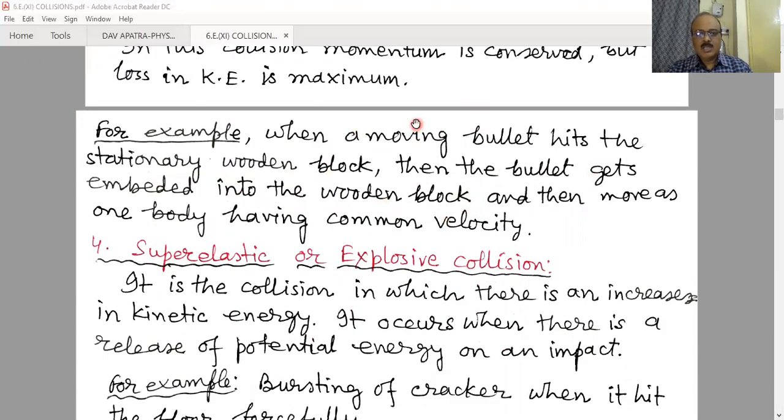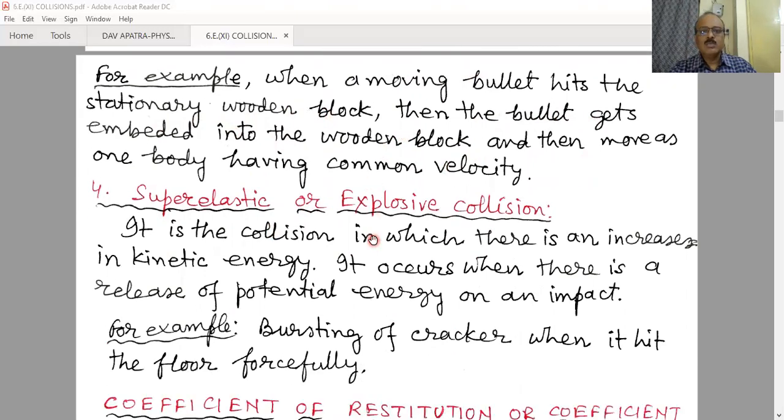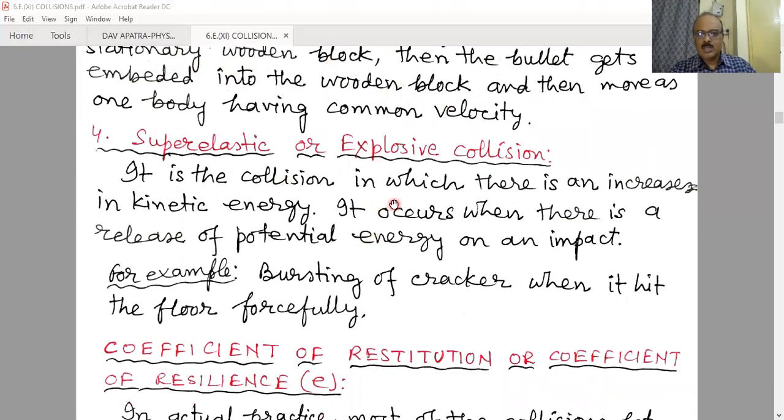In all the above three types of collision, we observe that either kinetic energy remains the same or it is less after the collision. But in some cases, the kinetic energy after the collision will be more. Sometimes we call this the super elastic collision or explosive collision. It is the collision in which there is an increase in kinetic energy. That is the reverse effect. Generally, kinetic energy remains conserved or is less after the collision.